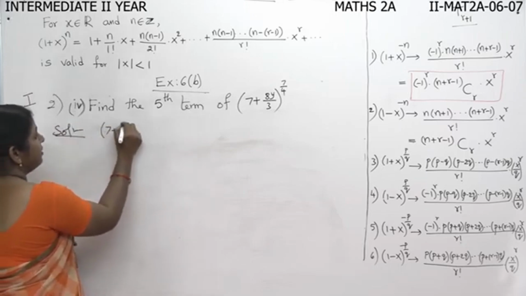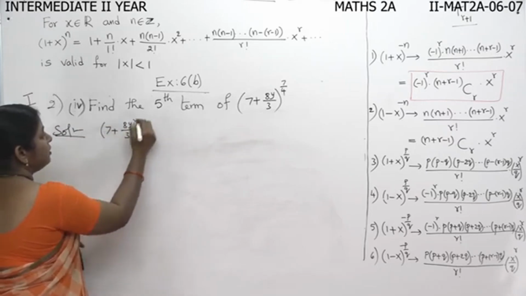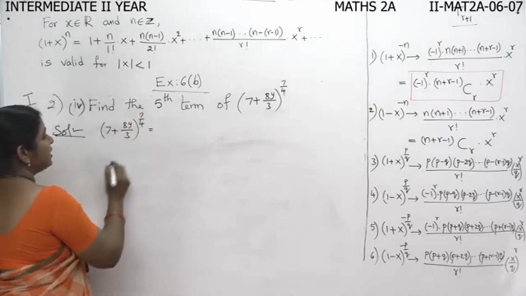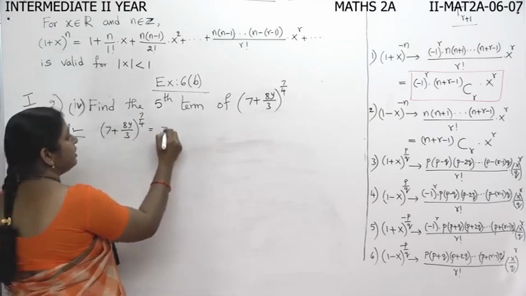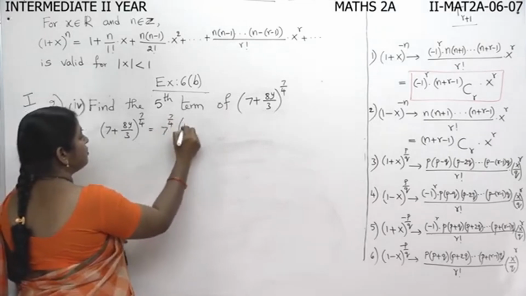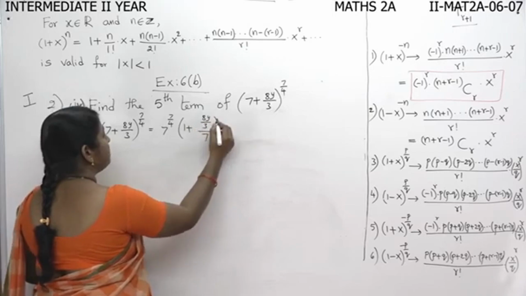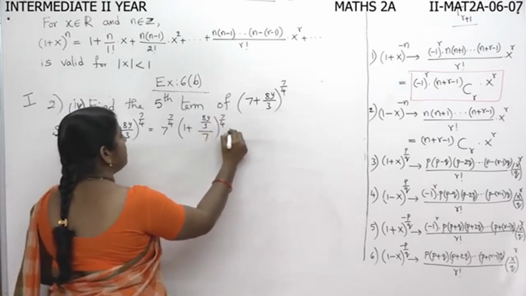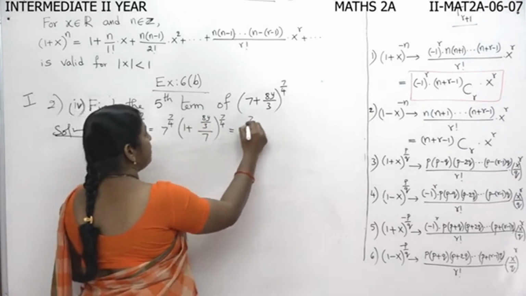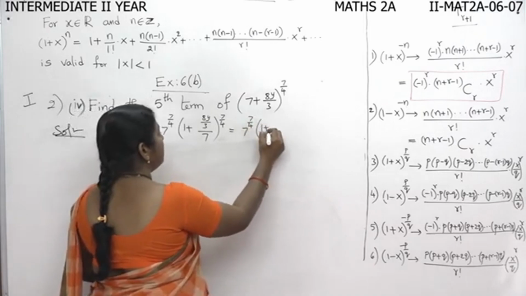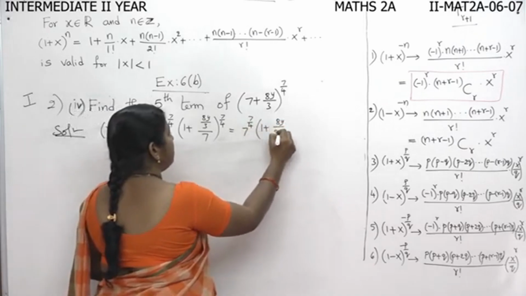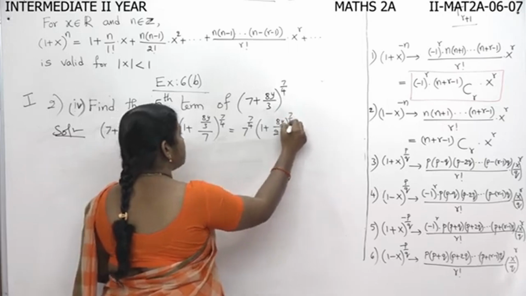(7 + 8y/3)^(7/4), which can be written by taking 7 outside, it will come with the power 7/4. So 7^(7/4) (1 + 8y/(3×7))^(7/4), which is nothing but 7^(7/4) into (1 + 8y/21)^(7/4).